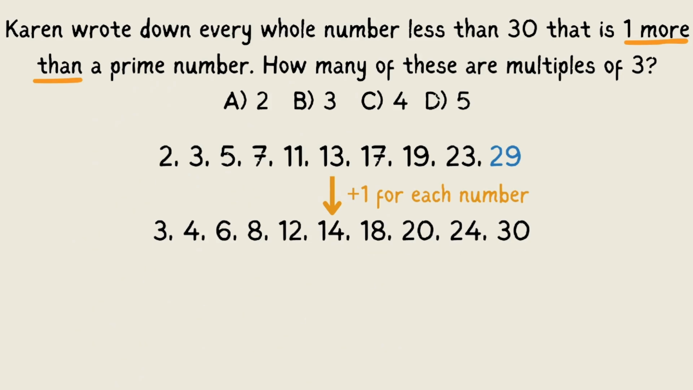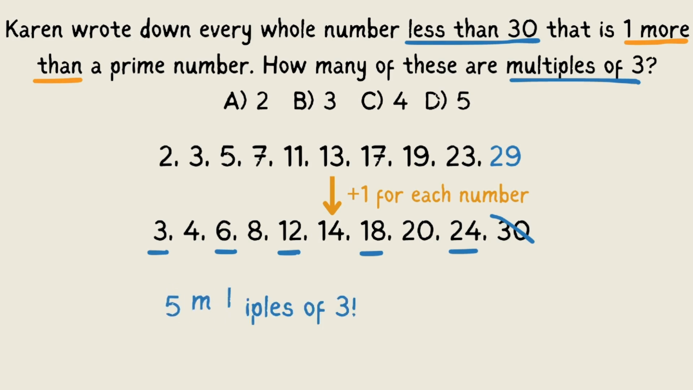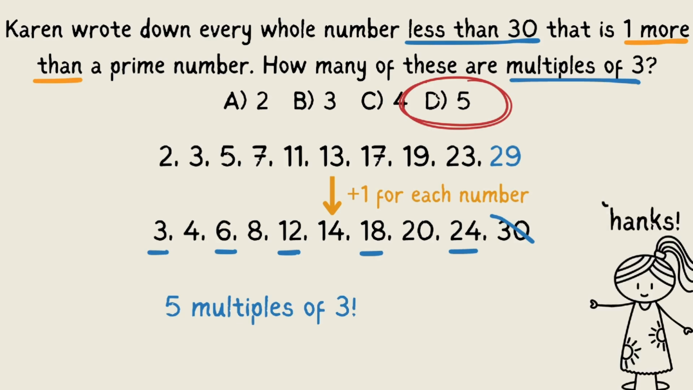And notice how we just added 1 to each of the numbers in the list. However, remember that Karen only wrote down every whole number less than 30. 30 is not less than 30, so we take it out of this list. Now we count how many of these are multiples of 3. Multiples of 3 are numbers that are divisible by 3. So we have 3, 6, 12, 18, and 24. And that is 1, 2, 3, 4, 5 multiples of 3. And 5 is our answer. Karen says thanks and great work, everybody.